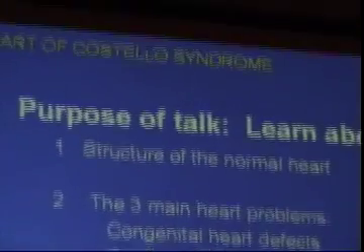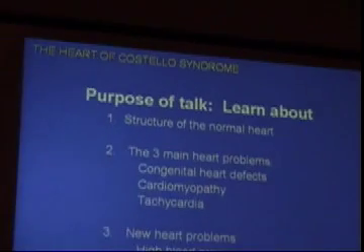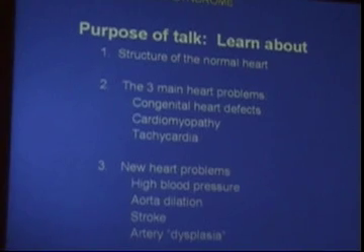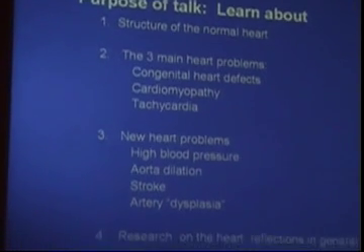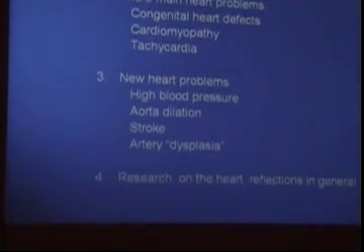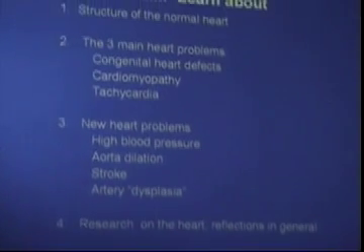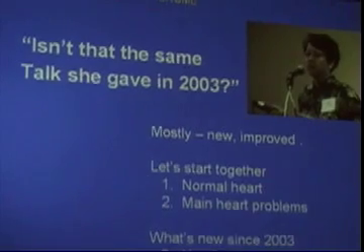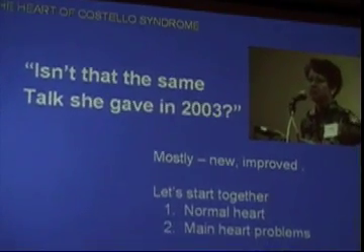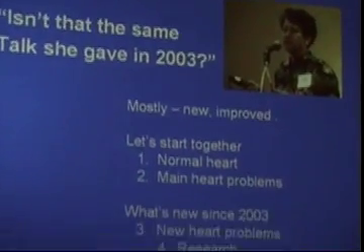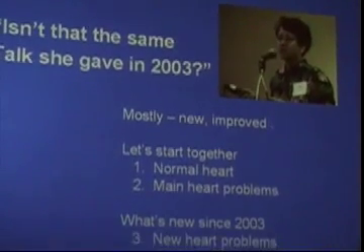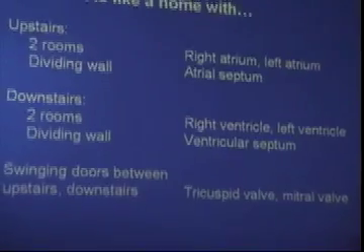The purpose of this talk is to learn more about the structure of the normal heart, focus on the 3 main problems: heart defects, cardiomyopathy, tachycardia, and I am here to talk about some new heart problems: high blood pressure, aortic dilation, one instance we know of stroke, and a concept called artery dysplasia. I'm going to talk a little bit about some research on the heart and some reflections in general. Some of you may say, isn't that the same talk she gave 2 years ago? And in fact, it is mostly, but it's definitely new and improved. We're going to start by looking at the normal heart, going over some of the main problems, and then go over the new heart problems and the research.